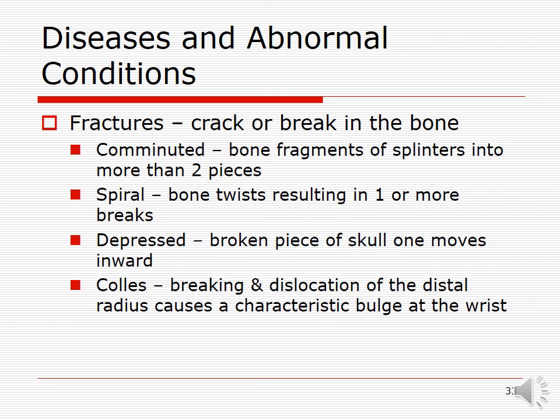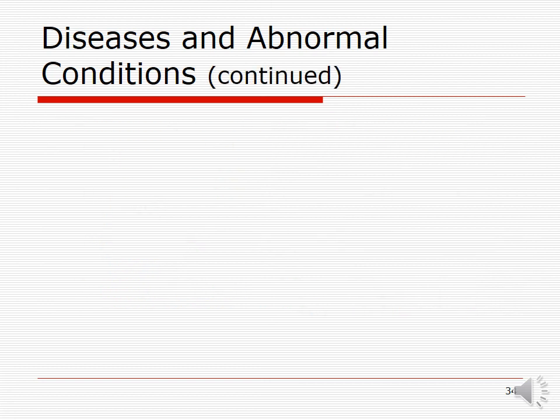A Colles' fracture, this is where there's breaking and dislocation at the distal end of the radius, and you'll see this very characteristic bulge at the wrist. And this is caused by falling on an outstretched hand. So we'll see this pretty commonly in people that have fallen forward and they're trying to catch themselves.